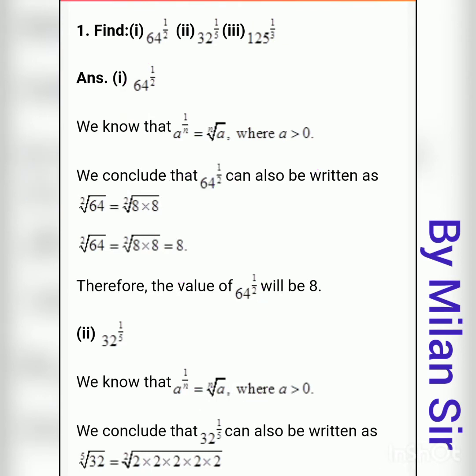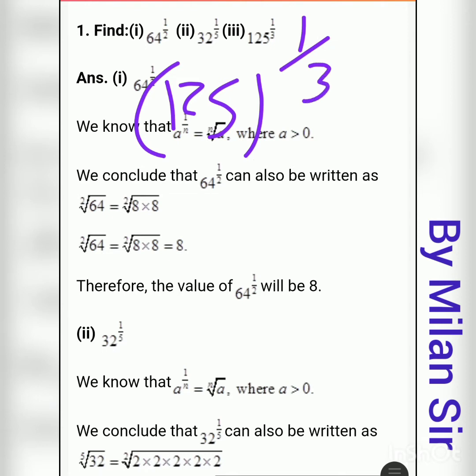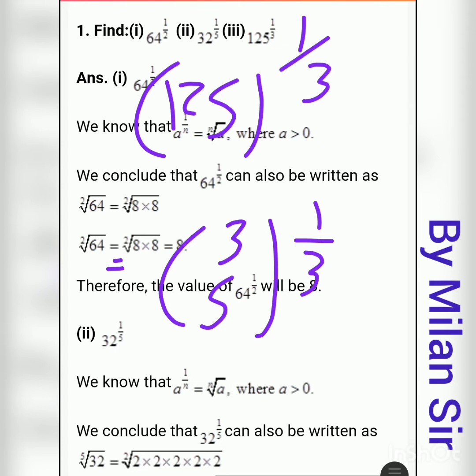Then in a similar way we can solve the third question. Here we have 125 raised to 1 by 3. If we factorize 125, we find 5 raised to 3 is 125, and here we have 1 by 3. That means here we have 3, so we need to convert 125 into exponent 3. So we write 5 raised to 3 into 1 by 3. So this 3 3 cuts, 5 raised to 1, it is 5.